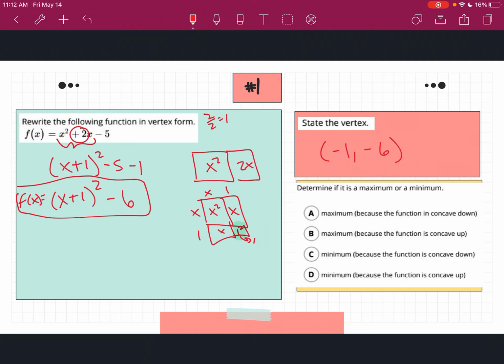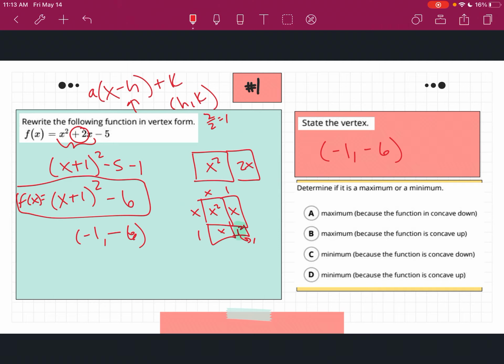Okay, remember our formula is x minus h plus k, right? So whatever sign h is inside of here is going to be the opposite for the vertex, h, k. So if you see +1, it's going to be -1 and then -6.